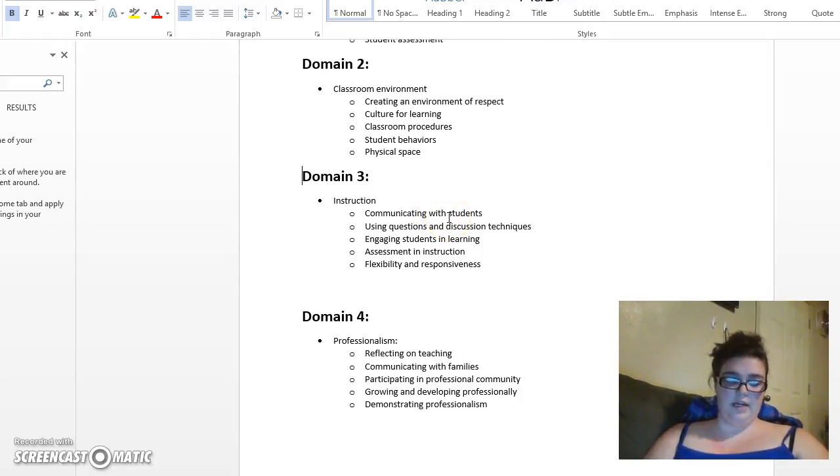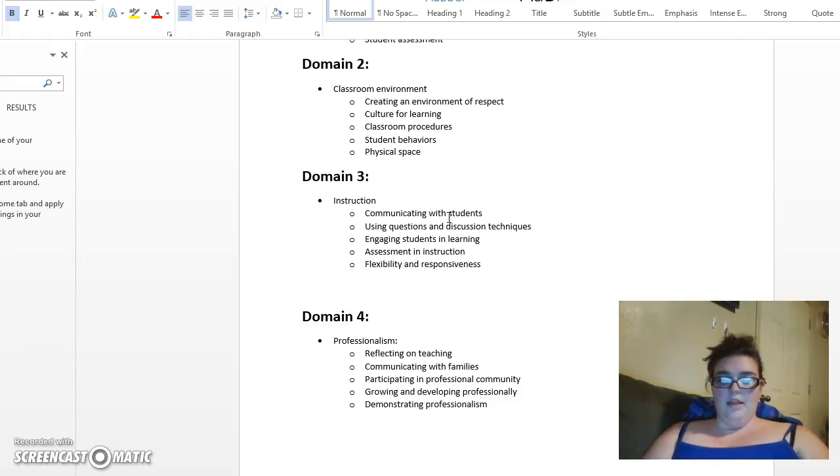And then domain 3 is instruction, which is communicating with your students, and that would be you going over your expectations for learning, doing a directions and procedures activity so maybe they'll understand it better, and then your expectations of the content, and then you do an explanation of the content so that your students are able to understand it better.